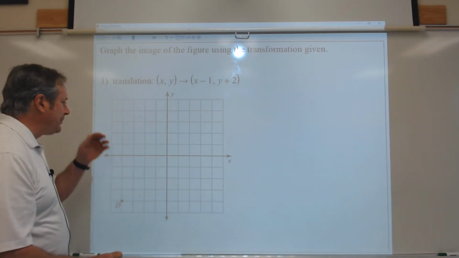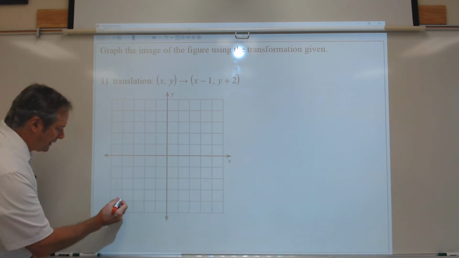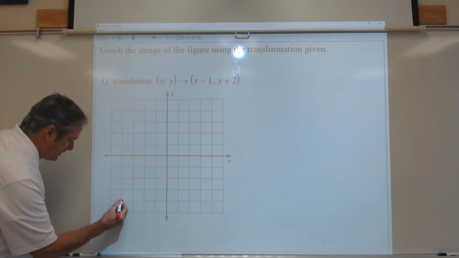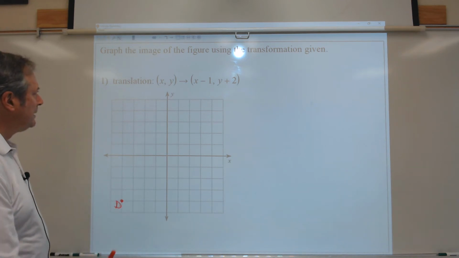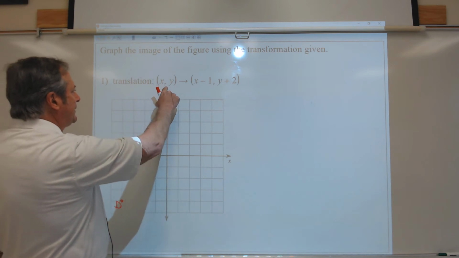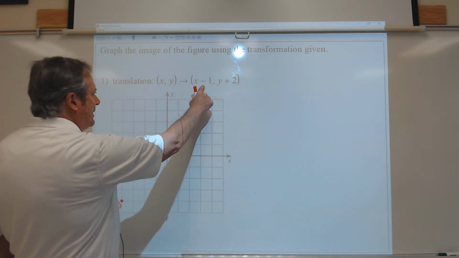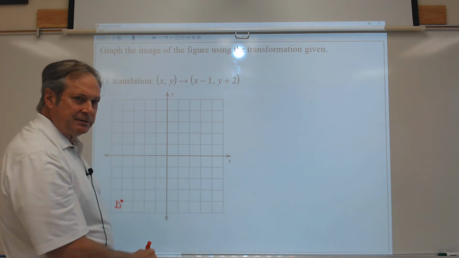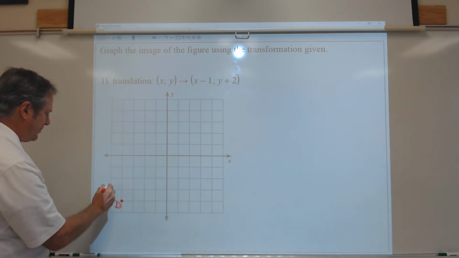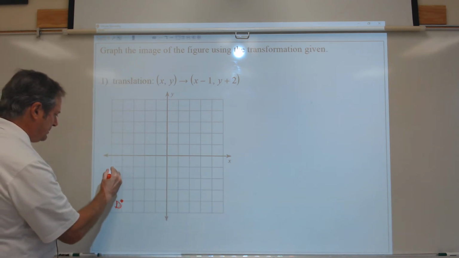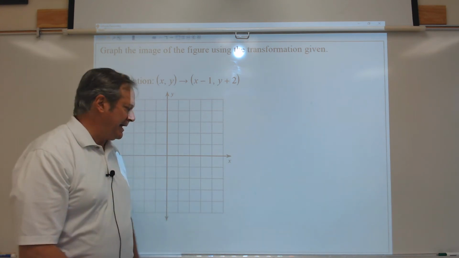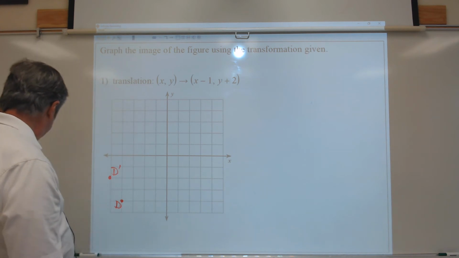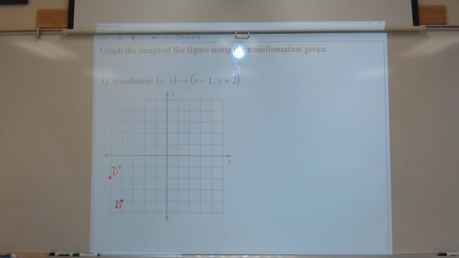All right, so example 1, we've got just a point. This is the pre-image, point D. I'll do it like that so you can see a little bit better. And the translation rule is telling us we want to shift this thing left 1 and up 2. So easy enough. We go left 1, up 2, and that's D prime. And that's it. That was the shift. All right, let's go to problem number 2. If I can get up here.